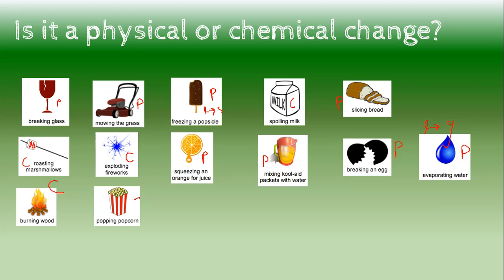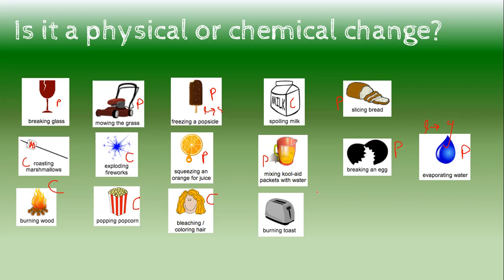Popping popcorn, oh, you can smell that from a long ways away. It is delicious. It is chemical. Bleaching or coloring hair is a distinctive color change because you're coloring it. It is a chemical reaction. And finally, burning toast. Yeah, you know it's burning because you can smell it. Therefore, it is chemical. And the toast does change from light to dark. And melting chocolate, I'm hoping you saw it's a phase change. Melting chocolate is going from a solid to a liquid.